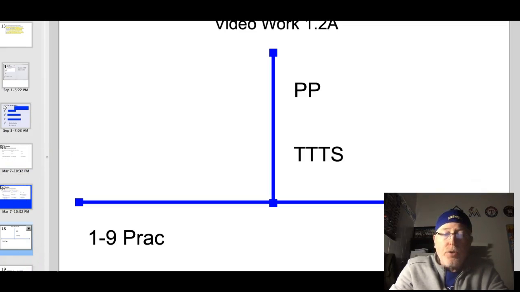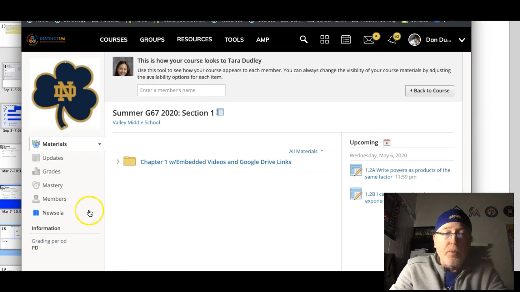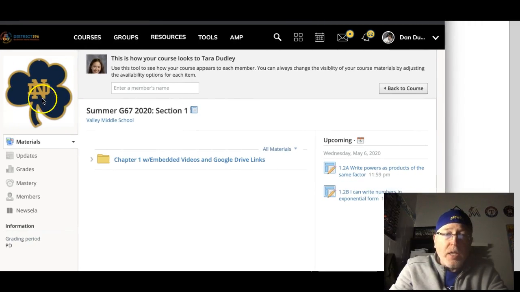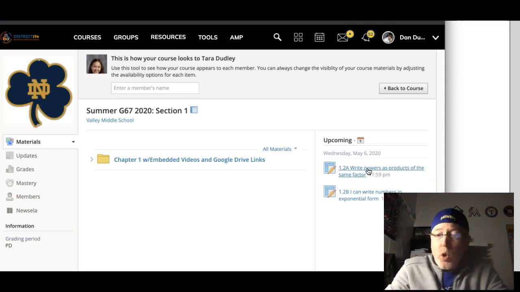Now I can't show you exactly what it looks like because I'm doing this on my computer, not my iPad, but I can give you a pretty good idea. When you go to the math class, I have my daughter in here as one of the members of the class. You'll look for the course that has some sort of a Notre Dame symbol there. It'll probably be that shamrock right there. And you would just go to your upcoming assignments and find the work that you just did, 1.2a, and you would click there and you could go in and submit that work.